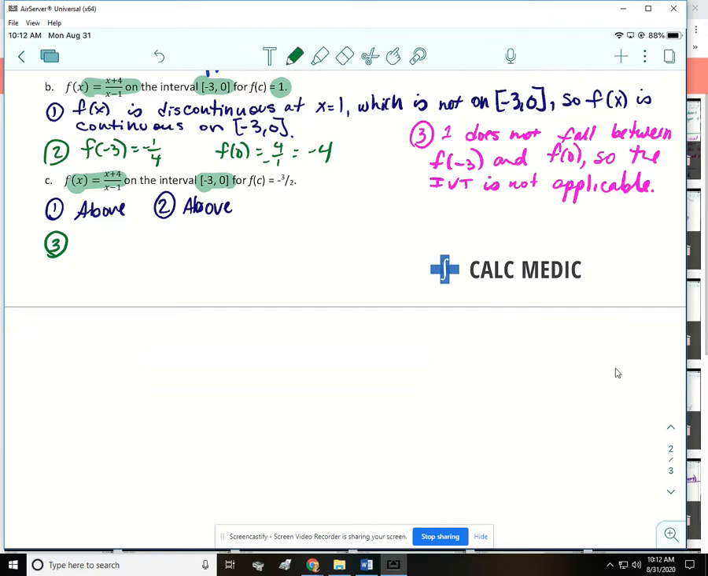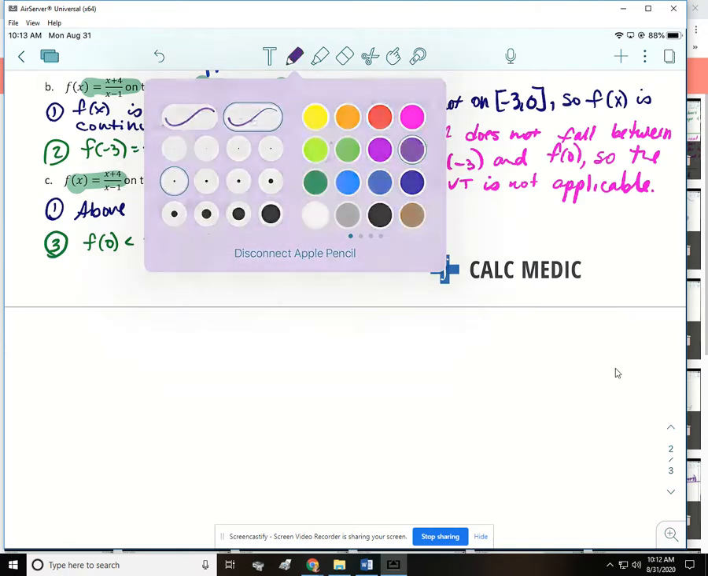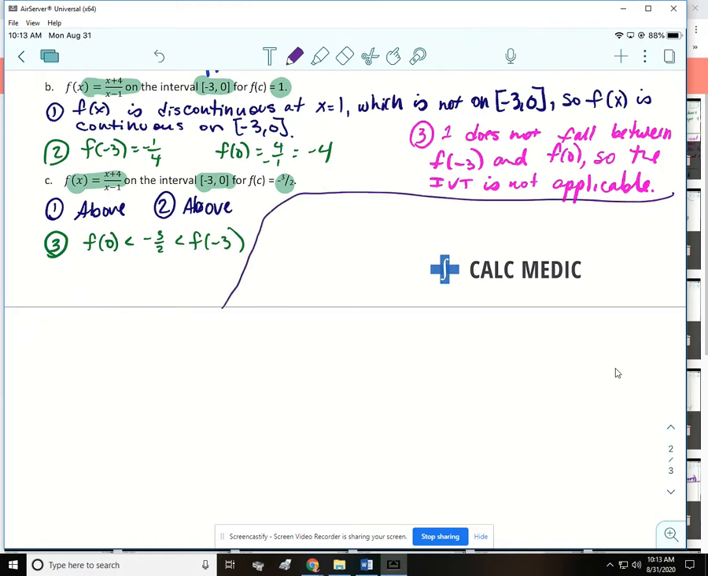But anyway, this time we want to see if we're guaranteed a value of -3/2. So this time, that does fall in between f of -3 and f of 0. So the smallest out of those 3 is f of 0, because that's -4, is less than -3/2, which is less than f of -3. All right, then we can write our conclusion statement.